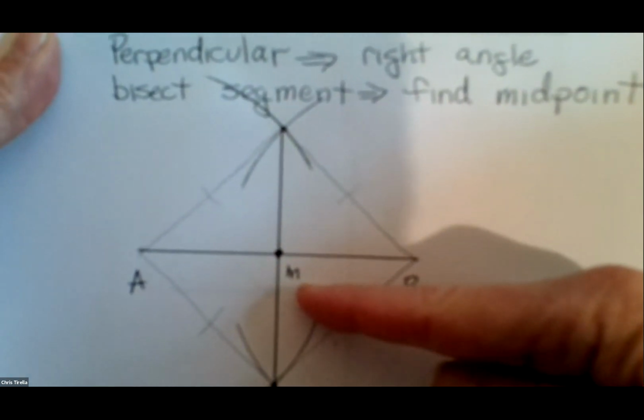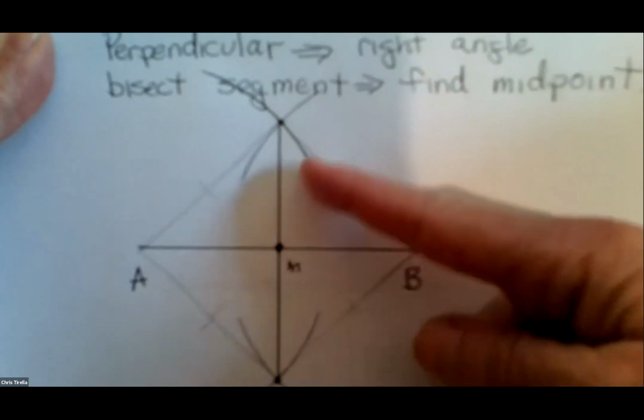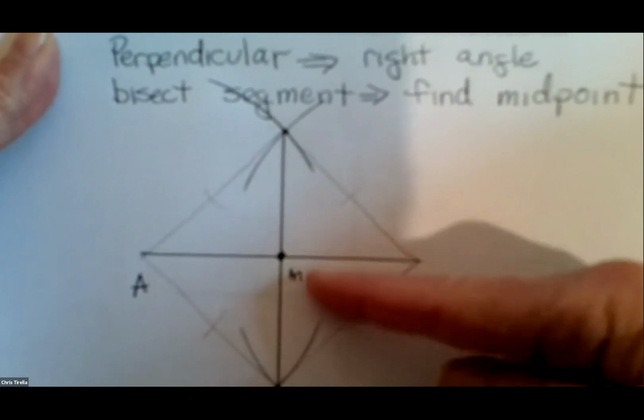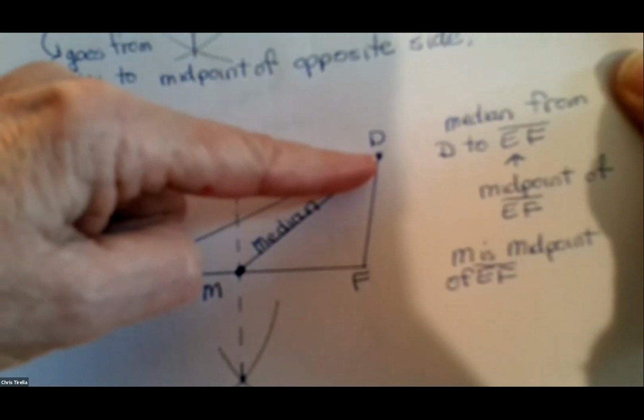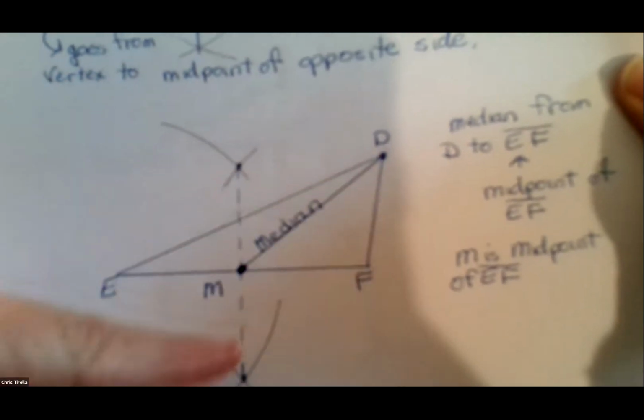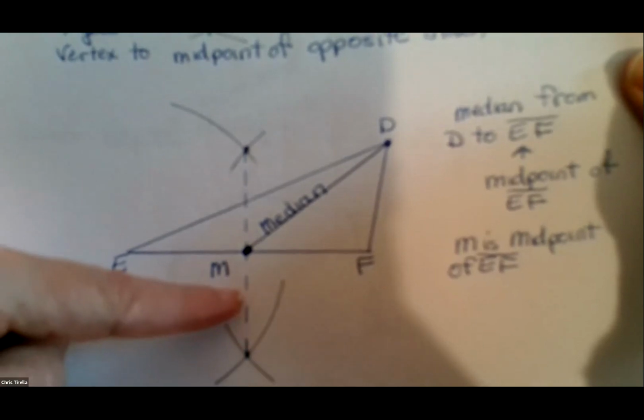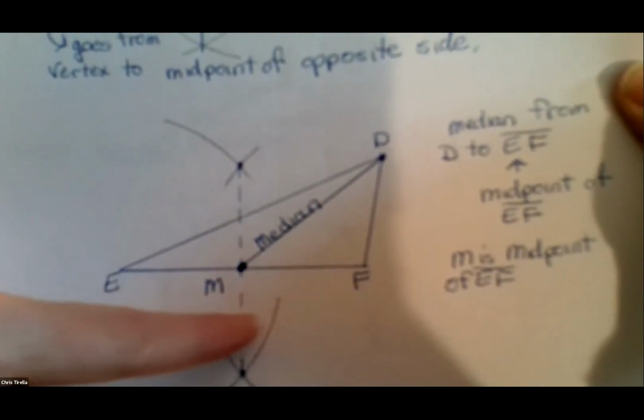But when I'm looking for a median, what a median does is it goes from a vertex to the midpoint. So are you comfortable with this construction to find the midpoint? So then if I'm looking for a median, what we did was we drew this triangle. And for the median from this point to the opposite side, the first thing I have to do is find the midpoint of this side.